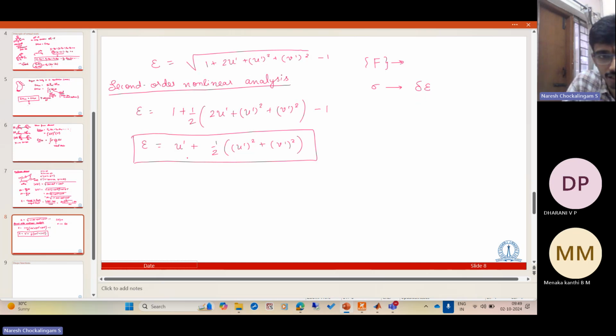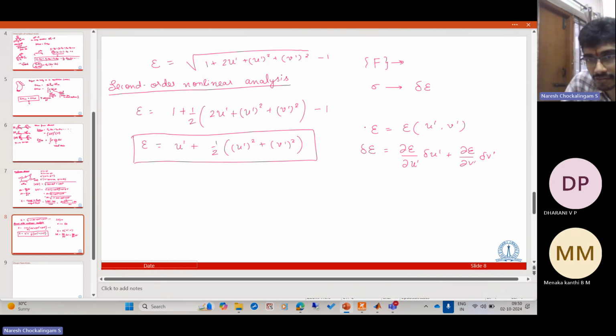So this strain is a function of U dash and V dash, right? Now you're interested in changes in this strain. So you can think of this change in strain as dou epsilon by dou U dash del U dash plus dou epsilon by dou V dash del V dash. This is just multivariable calculus, right?